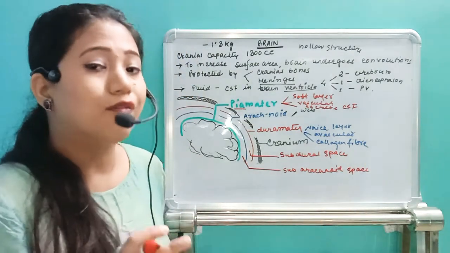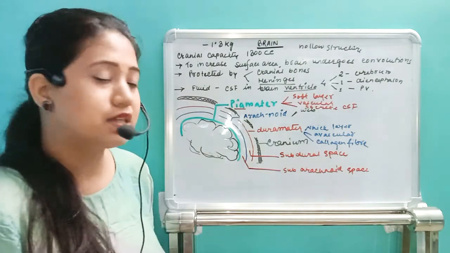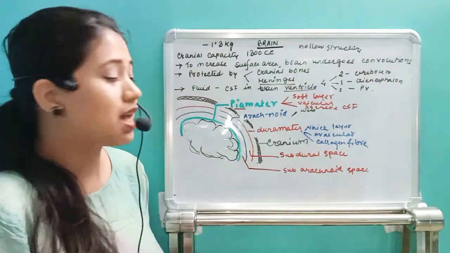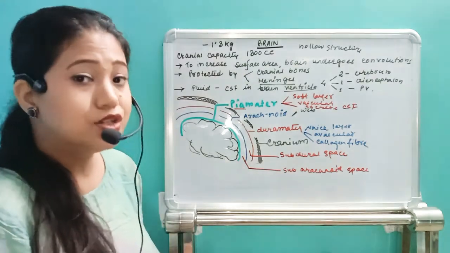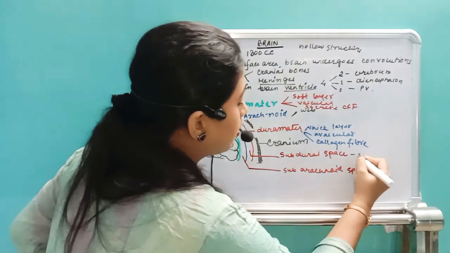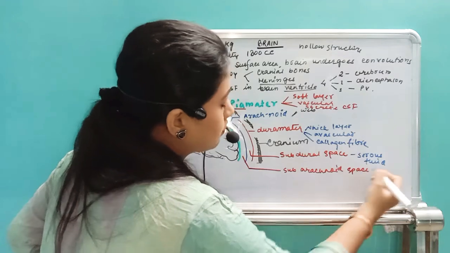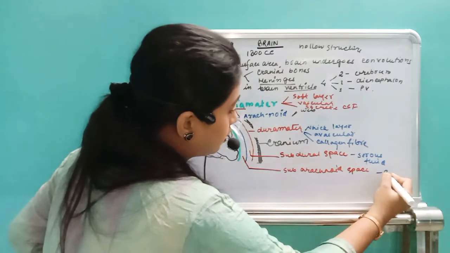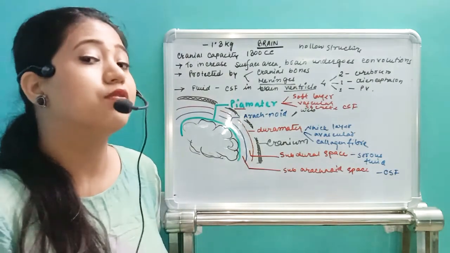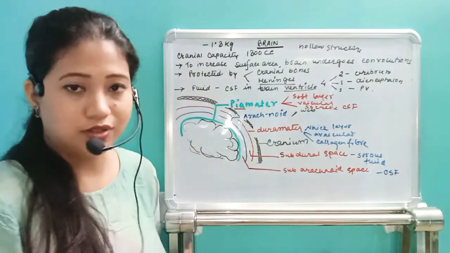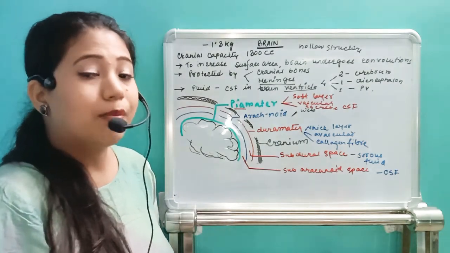Now, to avoid friction or to give a cushion-like consistency, what happens? The subdural space and subarachnoidal space are filled with liquid also. In the subdural space, we have a fluid called serous fluid. And the subarachnoidal space is filled with another fluid, the CSF, the cerebrospinal fluid, which is produced by the arachnoid. This is produced by the pia mater. Okay, so this is about the protection.